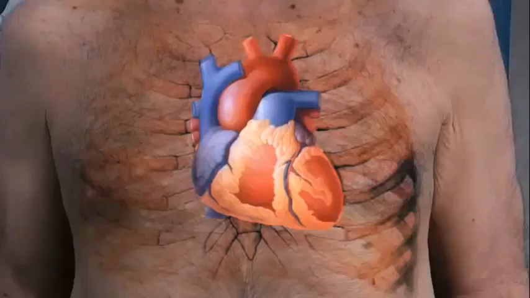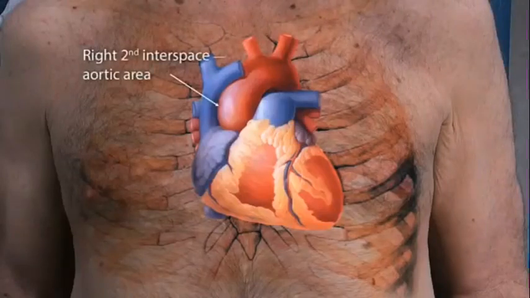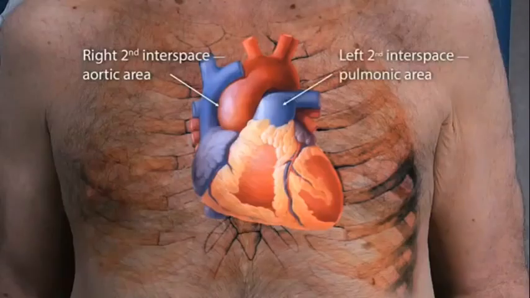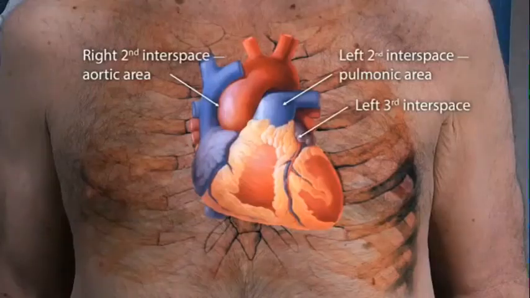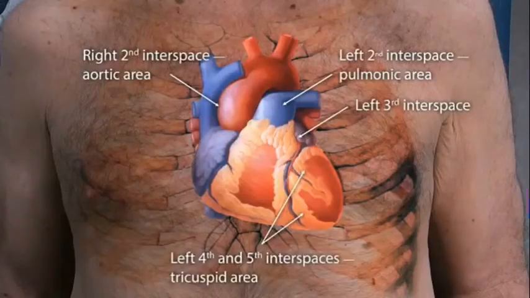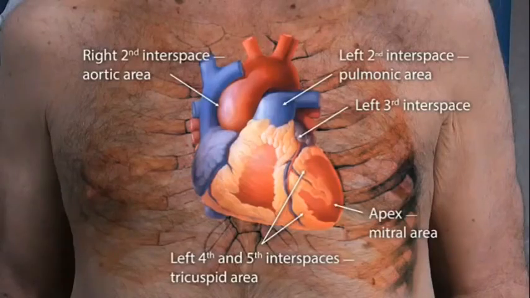You will listen for S1 and S2 in each of the 6 listening areas. In the aortic area, in the right second interspace close to the sternum. In the pulmonic area, in the left second interspace close to the sternum. In the third left interspace. In the tricuspid area, in the left fourth and left fifth interspaces. And in the mitral area at the apex.